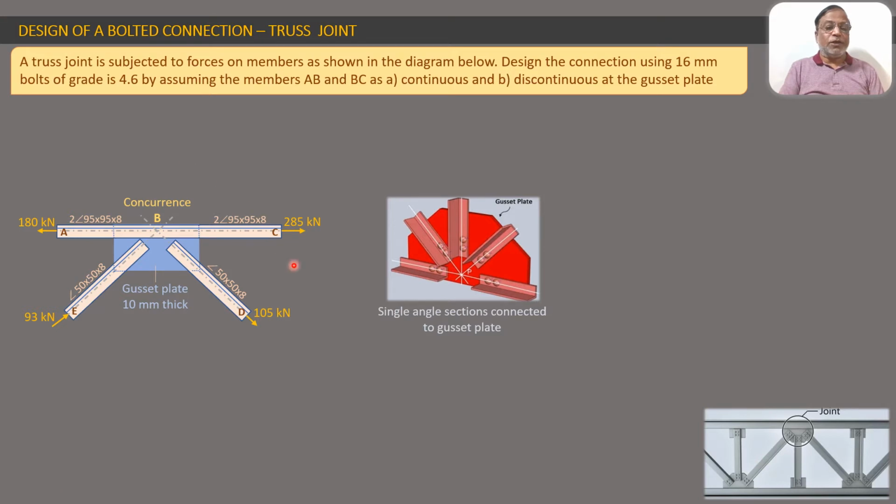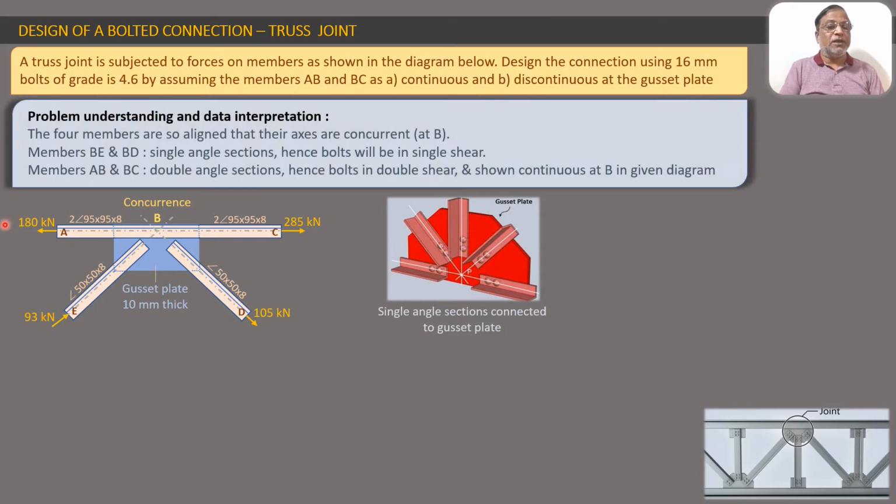Now let us concentrate on this diagram which is given as data to us, and with reference to the diagram and the statement of the problem, let us understand the problem and the interpretation of the data. The first thing we observe in this diagram is there are 4 truss members, AB, BC, BE and BD. Out of these 4 members, AB and BC are two members in a straight line, and they are made up of double angle section.